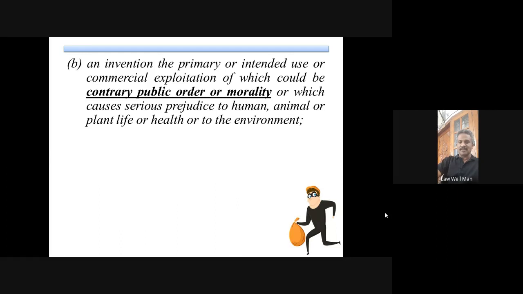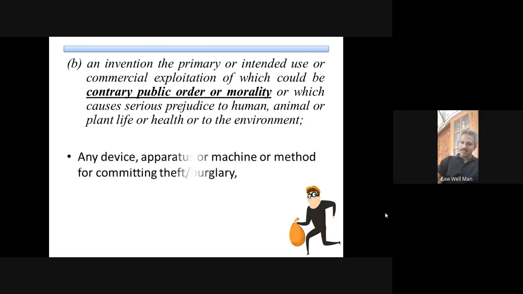Then we move to the next clause, clause 3B, which says that any invention which is contrary to public order or morality, or which would cause prejudice to human, animal, or plant life, and so on. So anything that is contrary to public order or morality, and which will be problematic for human, plant, or animal life, cannot be allowed to be patented. That's what it says. So a device, apparatus, machine, or method for committing theft or burglary is a straightforward example, I feel.